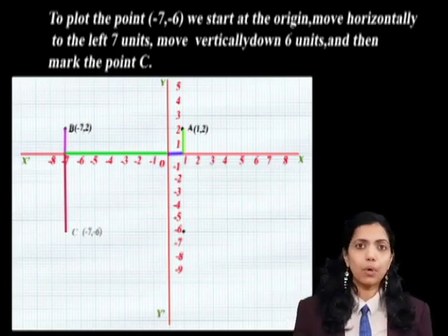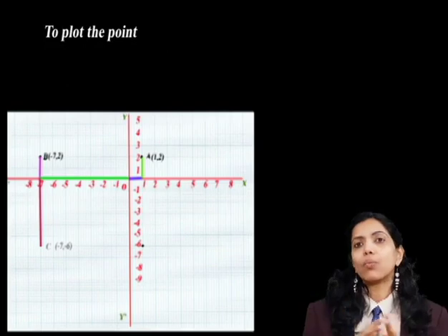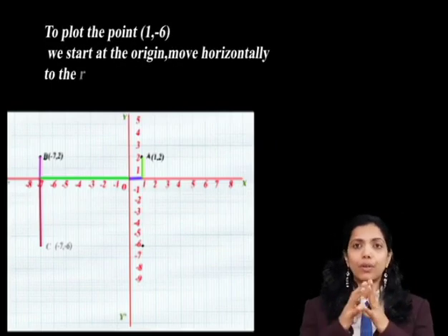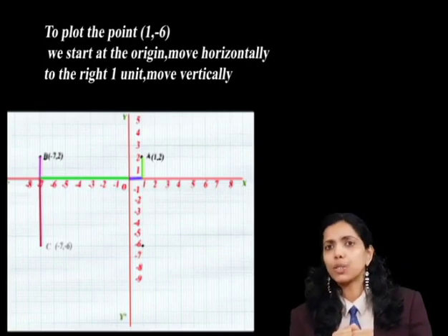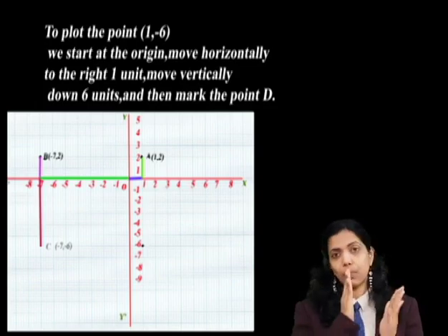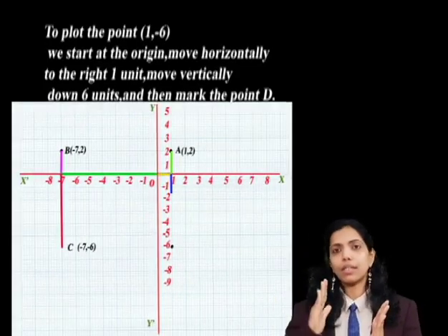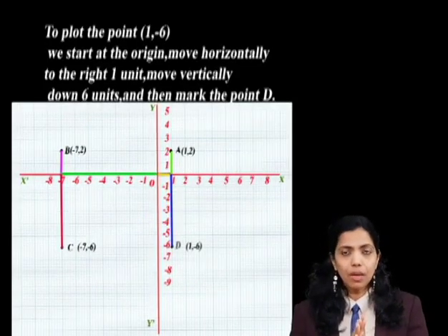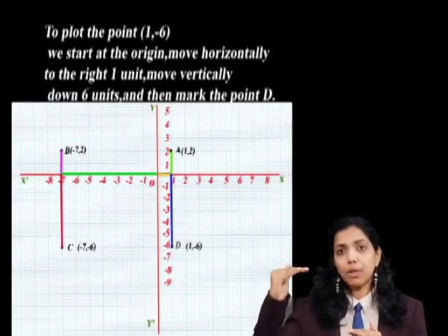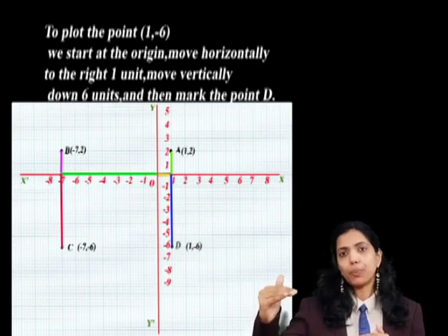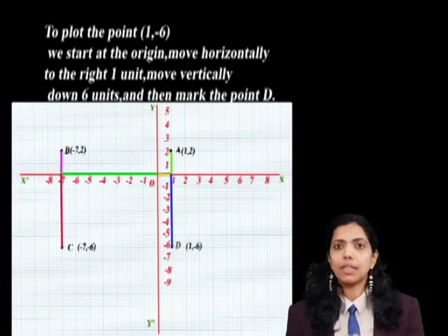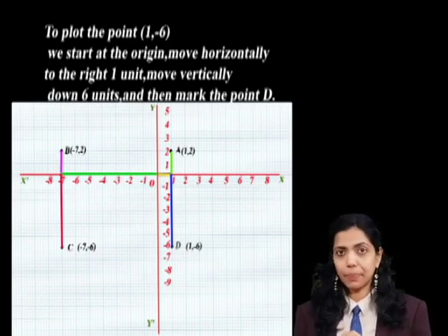And the very last point is D. It is given as 1, -6. So the point lies in the fourth quadrant. In the same way, the x coordinate or abscissa is 1. So from the y-axis, we have to move 1 unit to the right. And -6 is the y coordinate or ordinate. Of course, from the x-axis, I have to move 6 units down. So we can locate the point D as 1, -6.